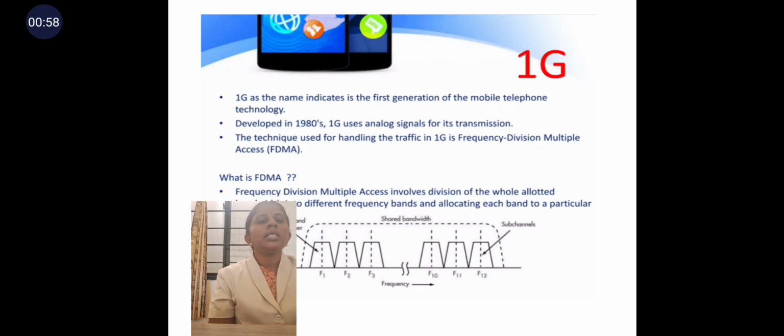First generation indicates the first generation of mobile telephone technologies. It was developed in the 1980s, and here we are using analog signals. The technology followed in the first generation is frequency division multiple access. Frequency division multiple access means the total available bandwidth is divided into different frequency bands, and each band is allocated to a separate user.